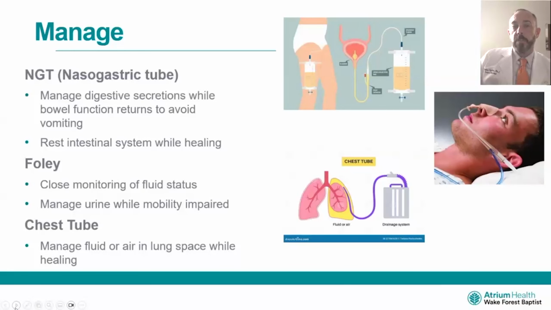And then lastly, chest tubes. Most patients will not have these, but again, they are the tube that is placed there to manage inflammatory fluid in the postoperative period. And once that process settles down, we are able to remove those types of devices.